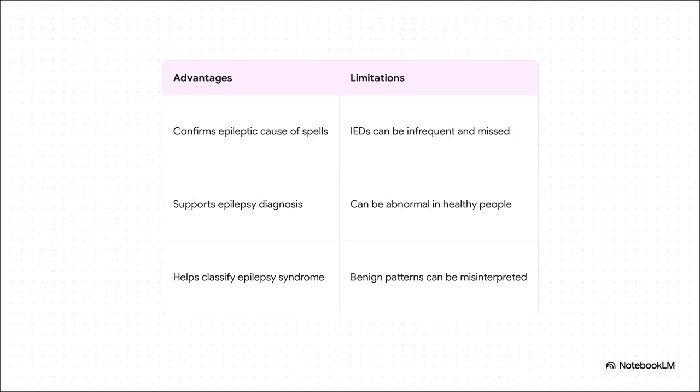And this really gets to the heart of the challenge. On one hand, the EEG is amazing. It can help confirm that a weird spell was in fact a seizure, it supports the diagnosis of epilepsy, and it can even help you pinpoint the exact syndrome. But, and this is a big but, it is not a perfect test. The little electrical signatures we're hunting for can be super infrequent and easy to miss. And to make it even trickier, some perfectly healthy people can have an EEG that looks abnormal. It's this balancing act that we really have to master.